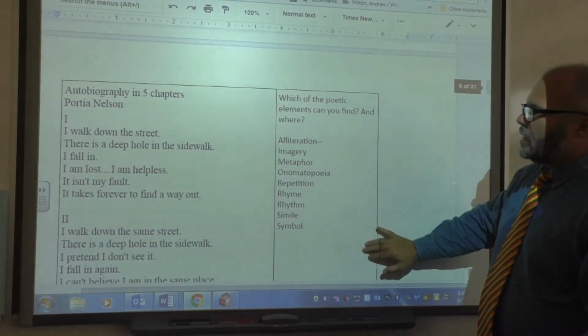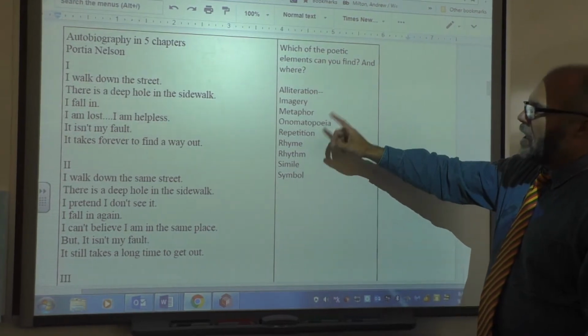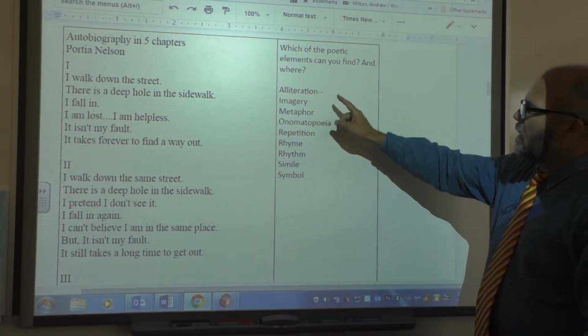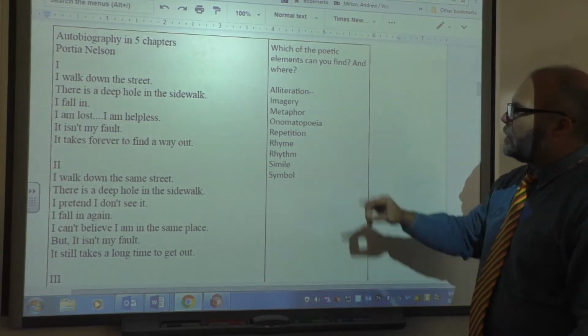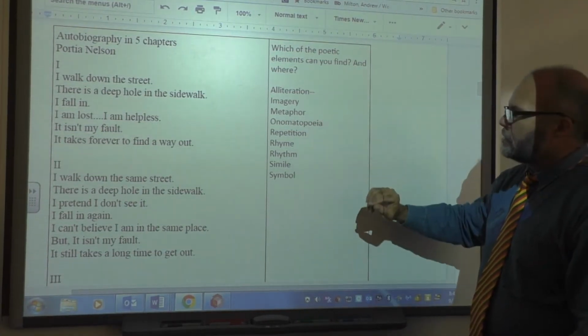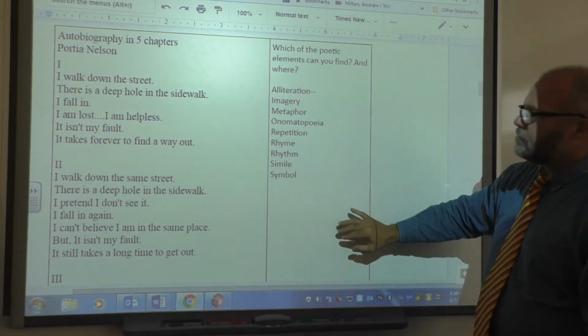Okay? Next, we did the autobiography in 5 chapters. Here are all the poetic elements. If you find one of those elements in the poem, please note it by using the words or phrases that match that particular element. Just write them here, same spot. If one doesn't show up, say onomatopoeia doesn't show up, erase it. Okay?